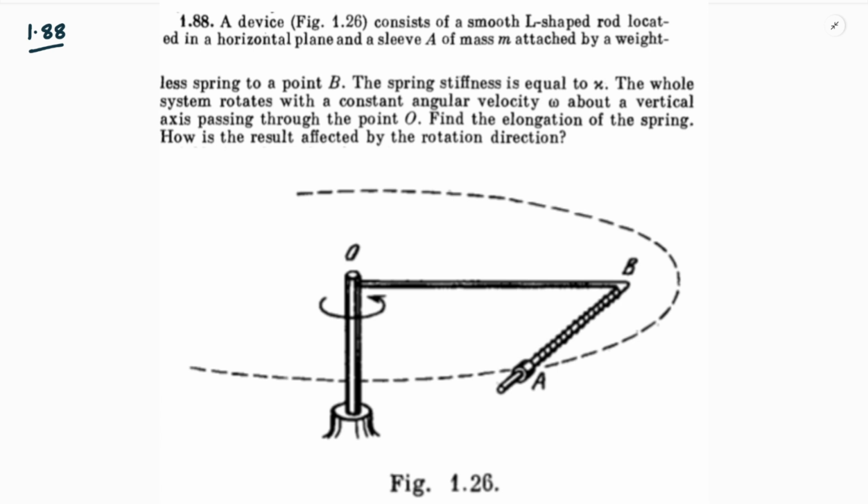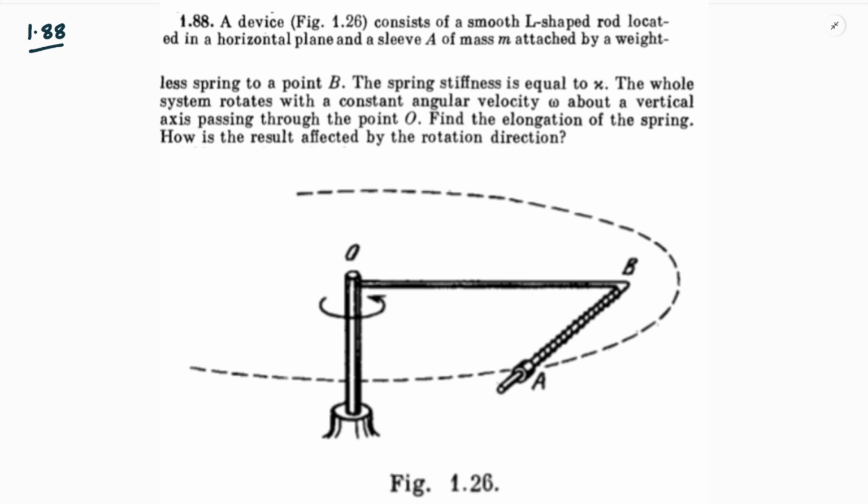The spring stiffness is equal to K. The whole system rotates with a constant angular velocity omega about a vertical axis passing through the point O. Find the elongation of the spring. How is the result affected by the rotation direction? And this is the diagram which is provided in the problem.